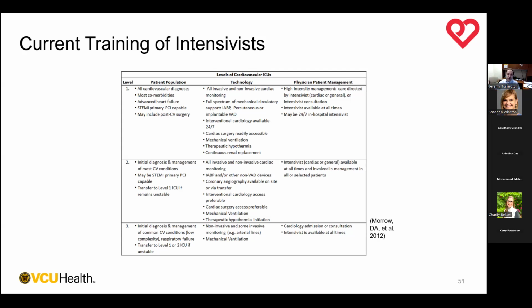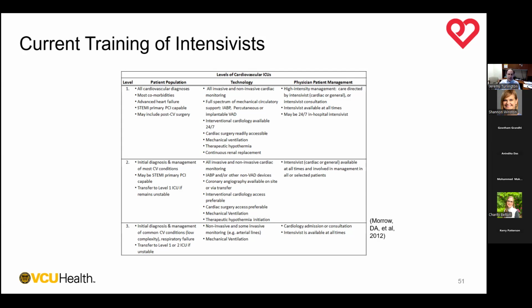A level 2 should be able to handle most things. They have STEMI call, maybe not 24 hours a day, but they can urgently take care of things. They can do temporary support, so maybe we're talking about a balloon pump or a CP Impella. You have access to EP, but maybe not EP procedures, et cetera, et cetera.